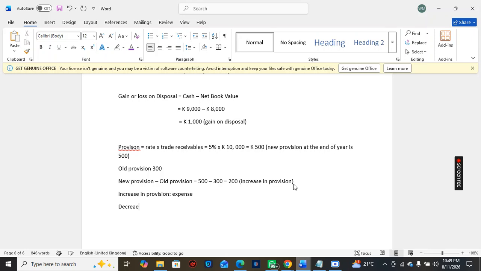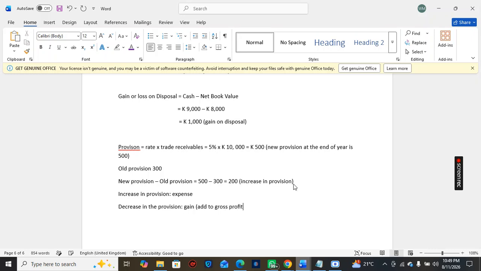But a decrease in the provision, you add it to gross profit because you're saying that we might get some money back from our customers. Since you might get some money back, that is treated as a gain. So decrease in provision, gain, added to gross profit.